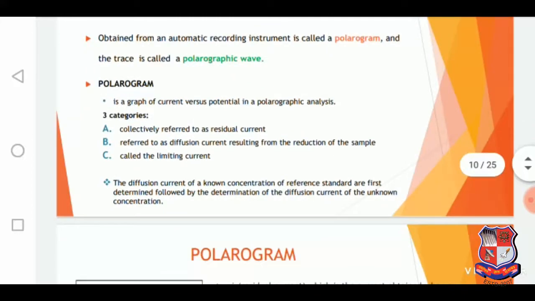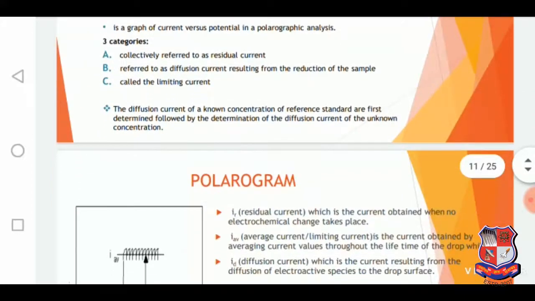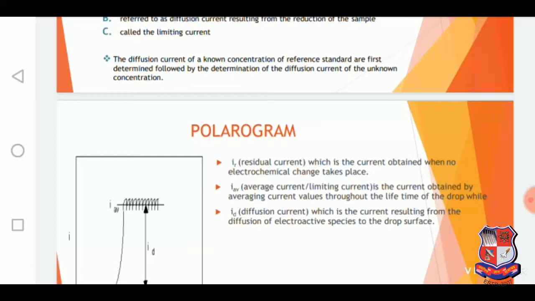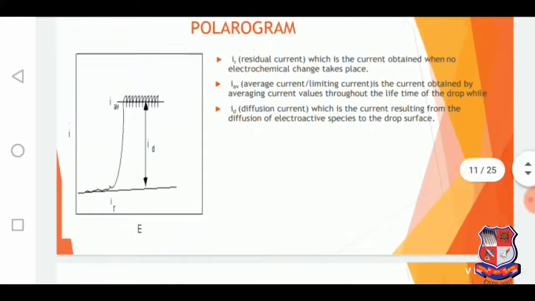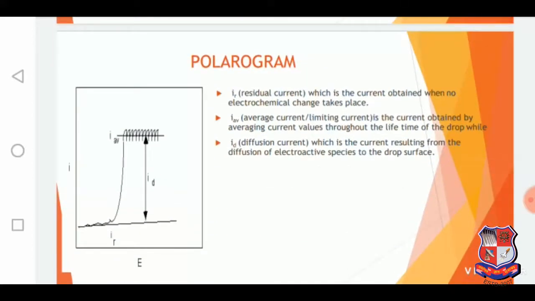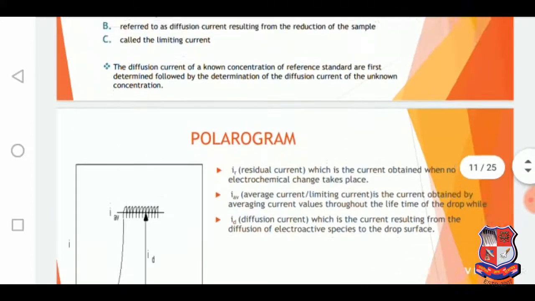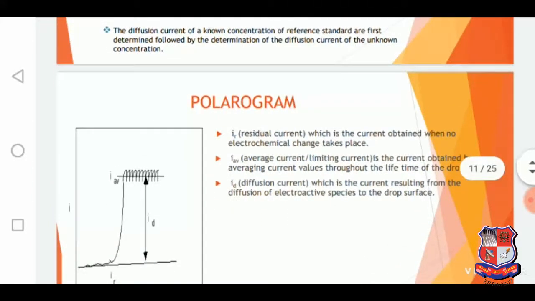First, the diffusion current of a known concentration. As we can see over here, this is how the polarogram looks. On one axis there is the electrode potential, E, and on the other axis there is the current, I, measured in ampere, while E is in volt. The diffusion current of a known concentration of reference standard is first determined, followed by determination of the diffusion current of unknown concentration.